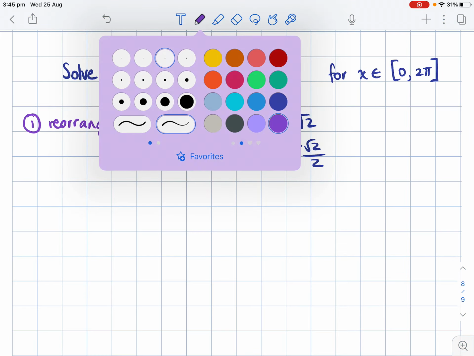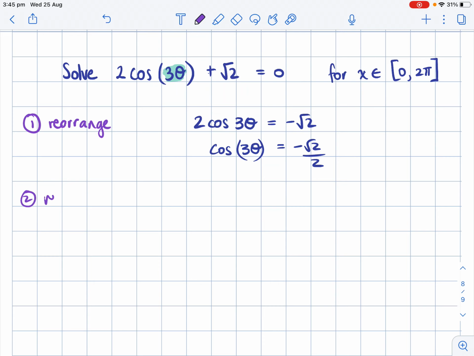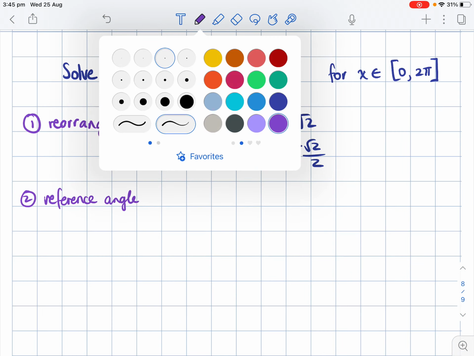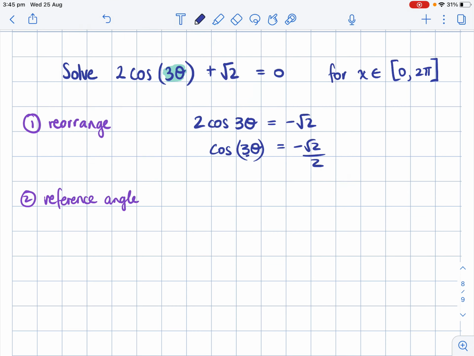My next thing I'm going to do is find my reference angle. To find my reference angle, I ignore the size of the dilation. So I ignore that 3, and I also ignore the negative, and I'm just going to solve this problem. When does cos equal root 2 on 2? And that will be at pi on 4. So I know that everything's going to be in terms of pi on 4s here.